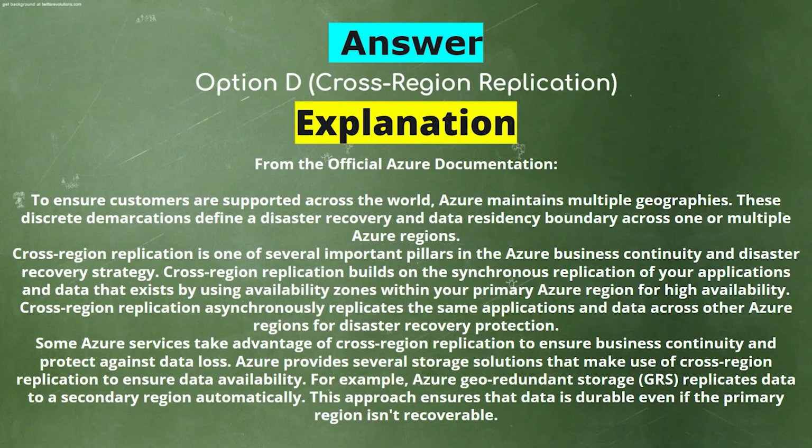Some Azure services take advantage of cross-region replication to ensure business continuity and protect against data loss. Azure provides several storage solutions that make use of cross-region replication to ensure data availability. For example, Azure Geo-Redundant Storage replicates data to a secondary region automatically. This approach ensures that data is durable if the primary region isn't recoverable.